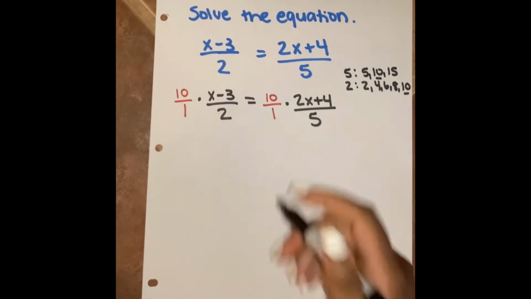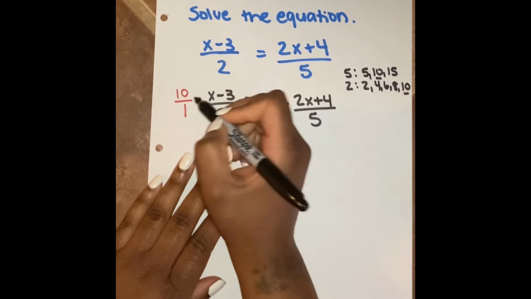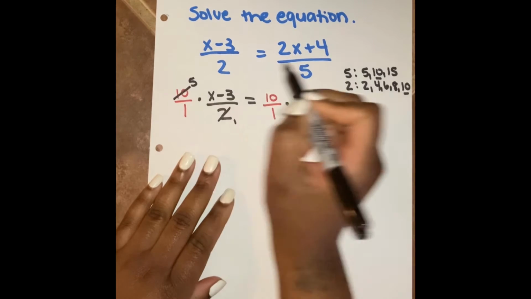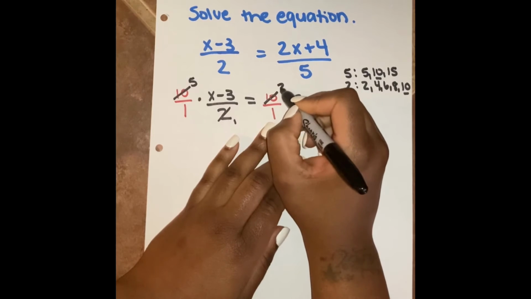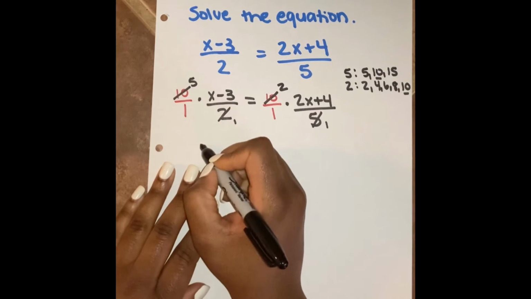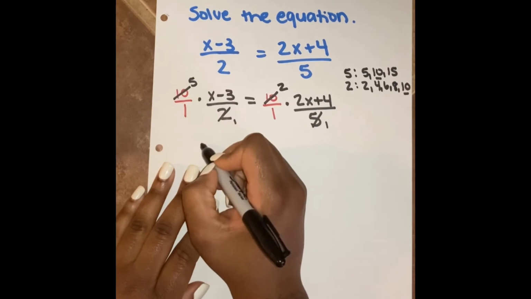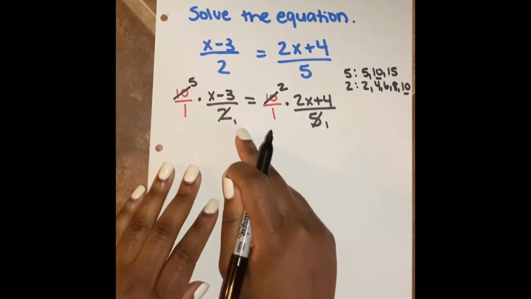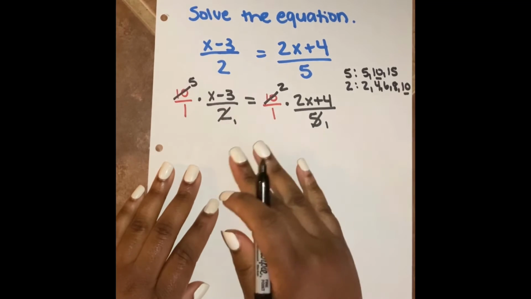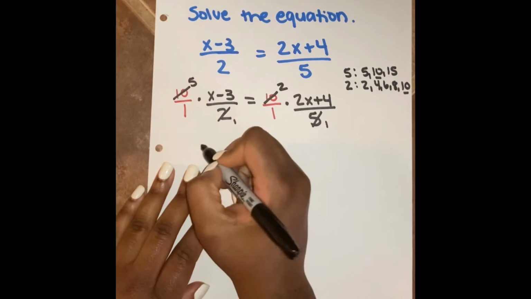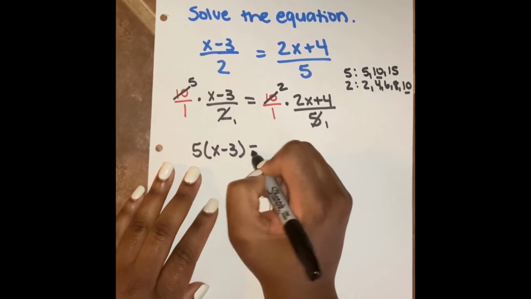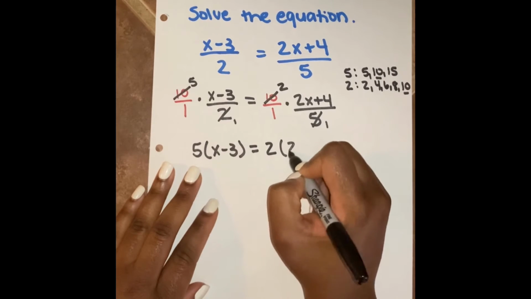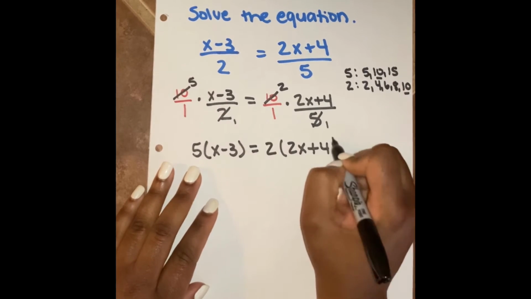Okay, so we see here that 2 goes into 2 one time, 2 goes into 10 5 times, 5 goes into 5 one time, 5 goes into 10 2 times. So we have what's left in our numerators because we see that we have 1 times 1 in the bottom, 1 times 1. So we've gotten rid of our fraction. So we have 5 times x minus 3 is equal to 2 times 2x plus 4.